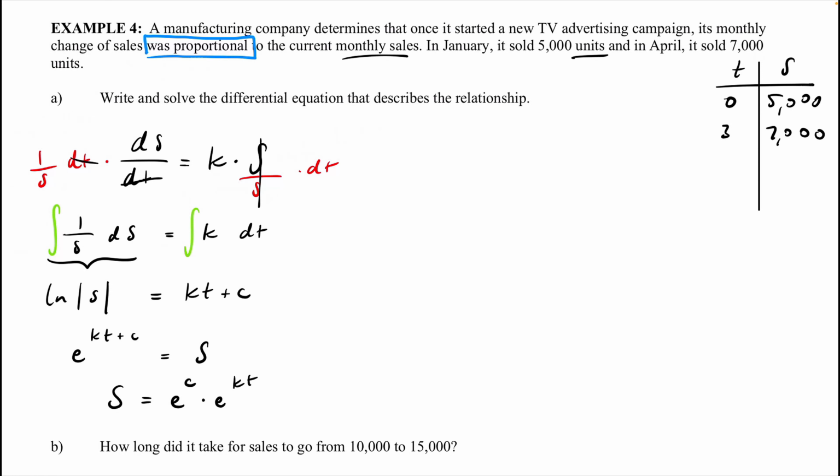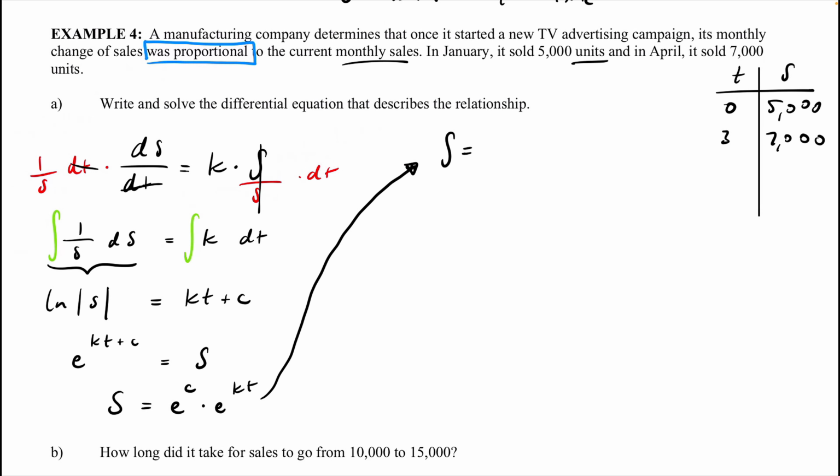Okay, good. What else should I do now? Plug in T3 for T? Not quite ready for that part yet. You're right, we'll do that. But before we do that, what do I need to do first? Plug in the initial, right? This guy is your initial, 5,000.